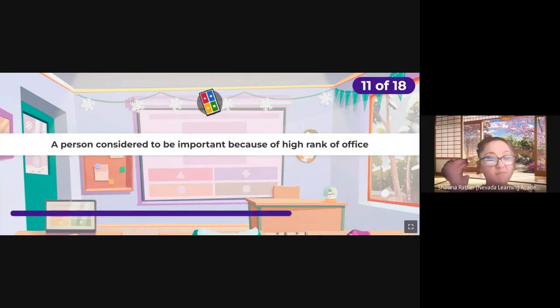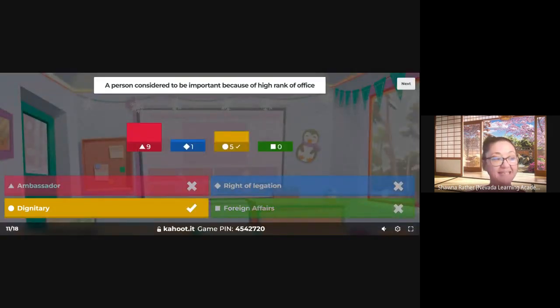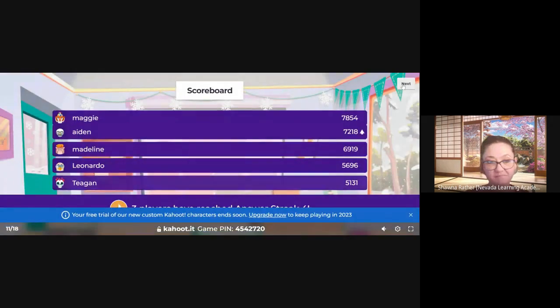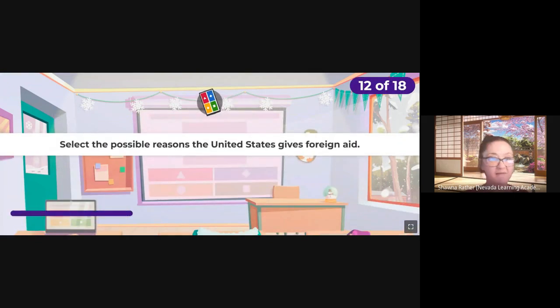Person considered to be important because of the high rank of office. This one gets everyone. It's tricky. Dignitary. That was the tricky one. Remember that. Hint, hint, wink, wink, nudge, nudge. Woo, Aiden jumped to the top.